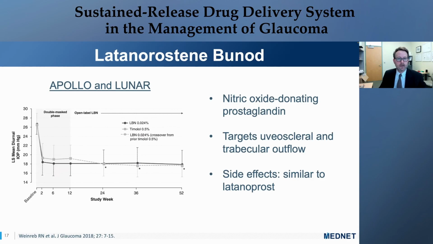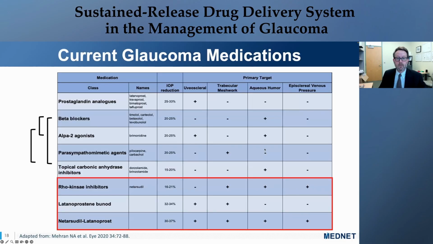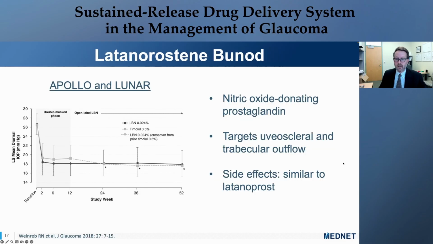Lastly, I'd like to talk about latanoprostene bunod, which was examined in the Apollo and Lunar trials. It is a single molecule that is a nitric oxide donating prostaglandin. It targets the uveoscleral pathway through latanoprost and the trabecular outflow through nitric oxide donation. It has side effects that are similar to latanoprost. It's largely seen as offering 1 or 2 points of additional IOP reduction as a once-a-day eye drop over latanoprost alone.